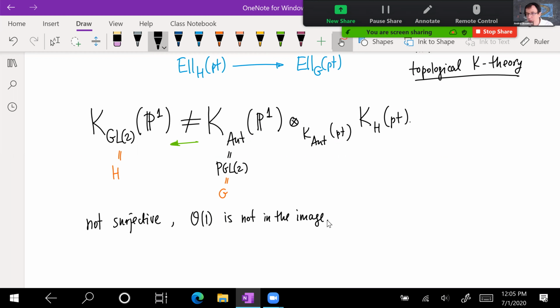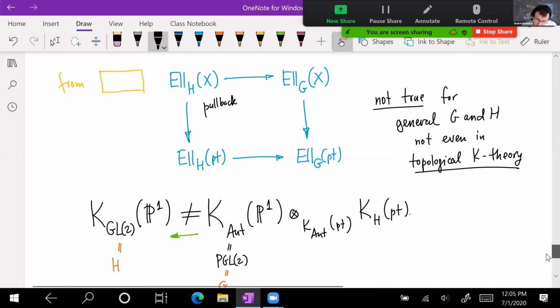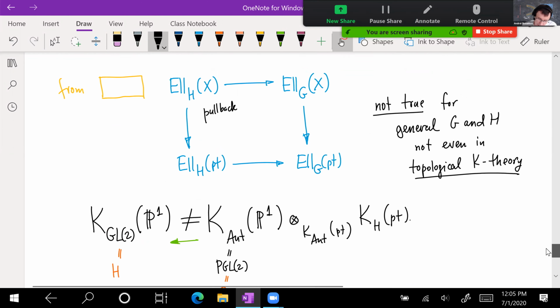So maybe a good homework is to think about it. In general, if you ask for this diagram to be a pullback, there's a very long discussion of which groups and which homomorphisms are okay. With current technology, we can prove it for when G mod H is one of these forms.